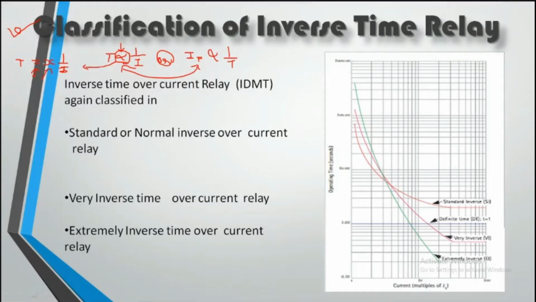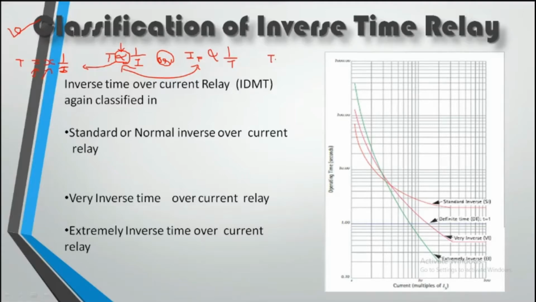If the value of x is nearer to 1, then the inverseness between the T and I will be simple, right? If we increase the value of x from 1 to 2, then definitely for the higher amount of current, the time will be higher. Ultimately, do understand what we are doing over here.